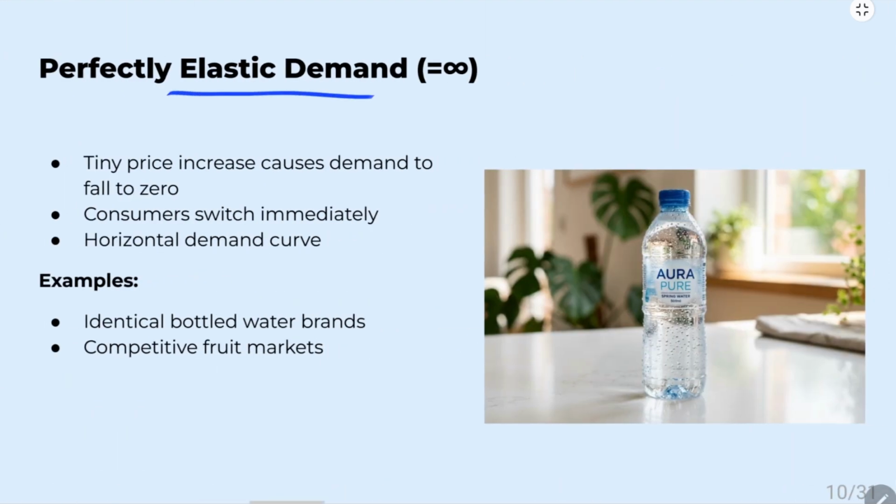Perfectly elastic demand. Perfectly elastic demand means consumers are extremely sensitive to price changes. Even a very small increase in price causes quantity demanded to fall to zero. For example, imagine two shops selling exactly the same bottled water at the same location. If one shop increases its price by even a very small amount, consumers will immediately buy from the cheaper shop instead. This happens because the products are identical and consumers can easily switch to other sellers.